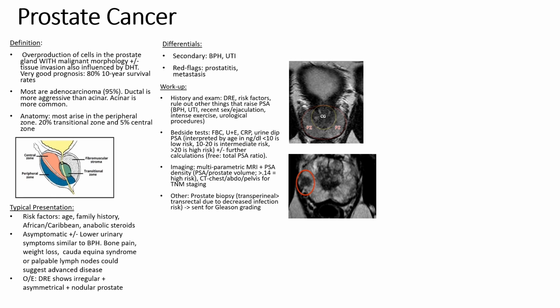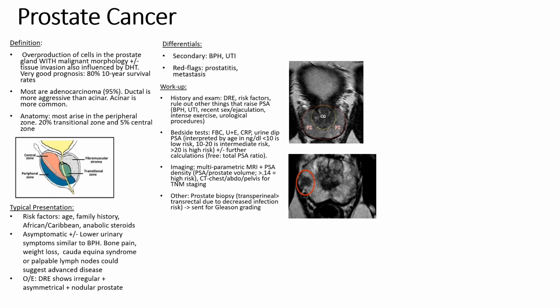The MP-MRI also helps us calculate another value, which is the PSA density, by doing PSA divided by prostate volume. A value over 0.14 is considered high risk for prostate cancer. You then have to do a CT chest, abdomen, and pelvis for staging. And then finally, in other tests, you have to take a biopsy of the prostate gland if the imaging results are suspicious. This is done transperineally instead of transrectally these days because it reduces the risk of infection.